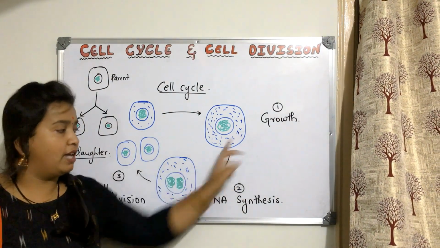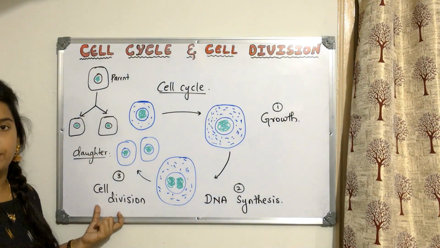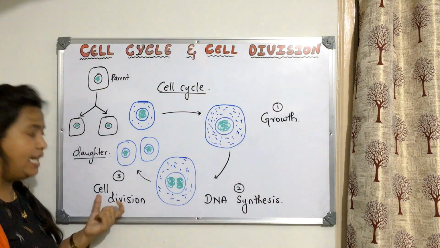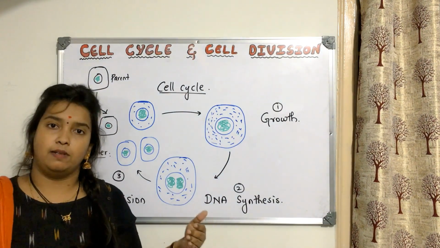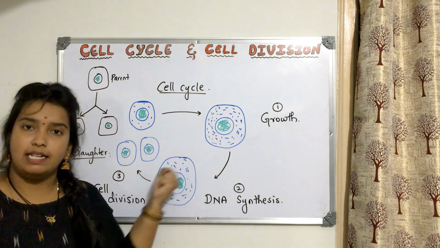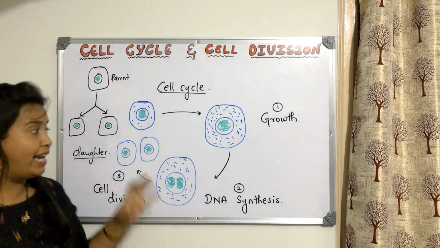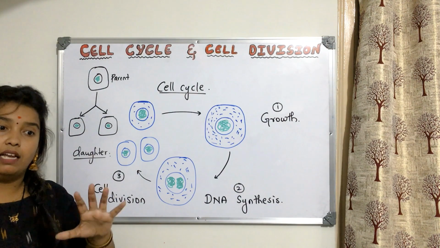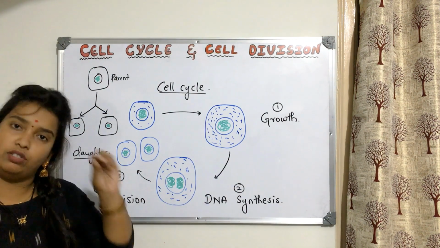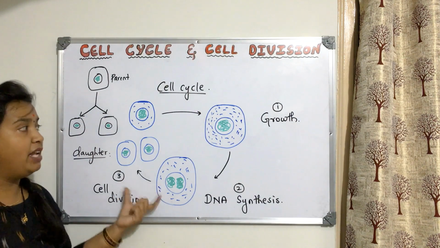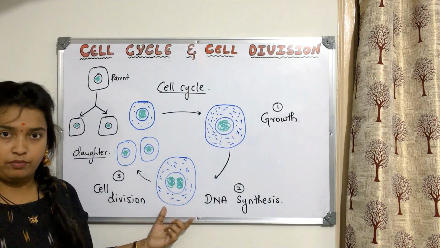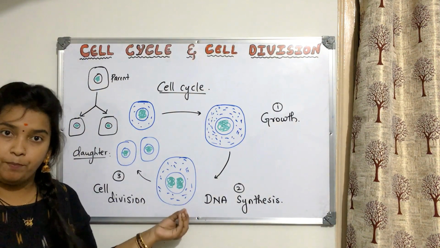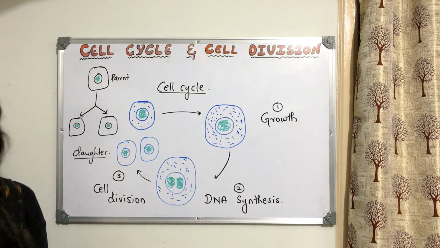So the first thing is growth, and then DNA synthesis, and then cell division. And then again it can come back. Again these cells can grow, again synthesize DNA, again they can divide. So this is a continuous process. This is a brief idea about the cell cycle. Please note this down and try to understand what I am trying to say here. This is very brief. If you see in NCERT, the cell cycle has so many phases, which we are going to discuss in detail. But this is a brief overview of the cell cycle. That is why we call it a cycle. Clear? Okay, this much you just note down.